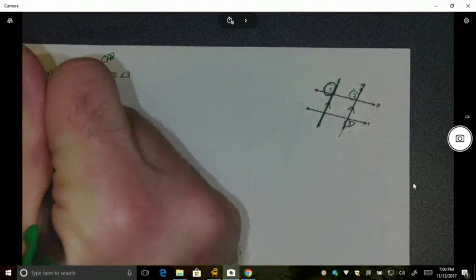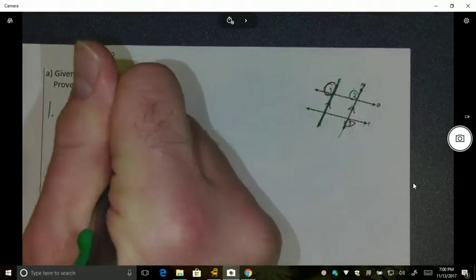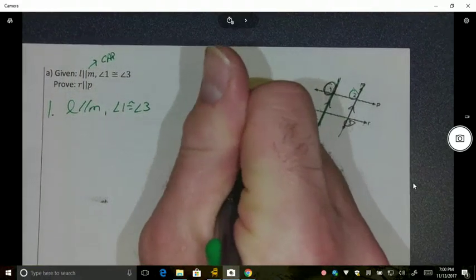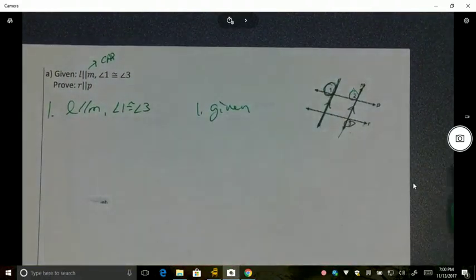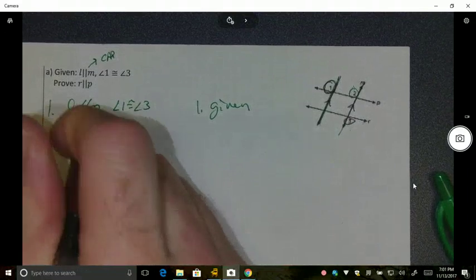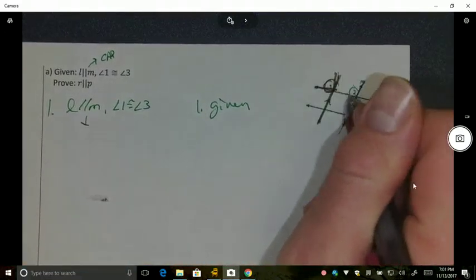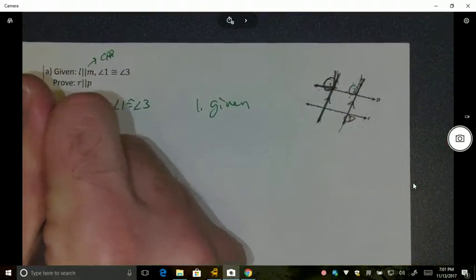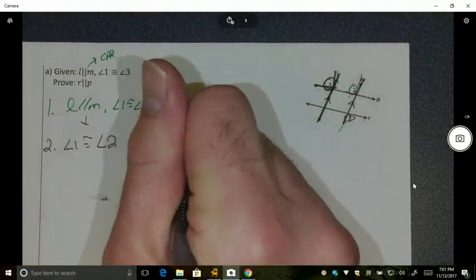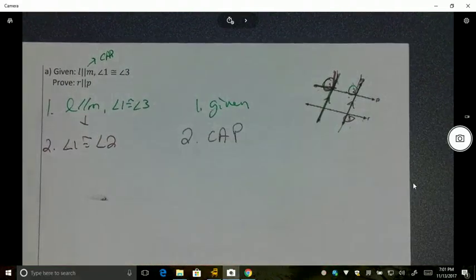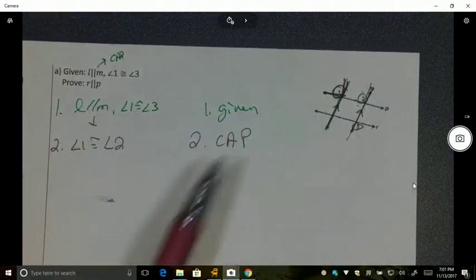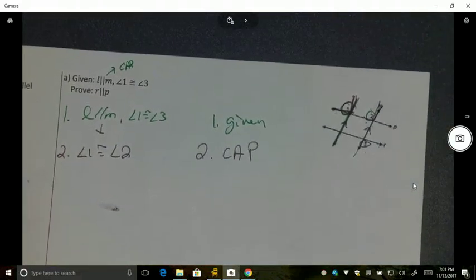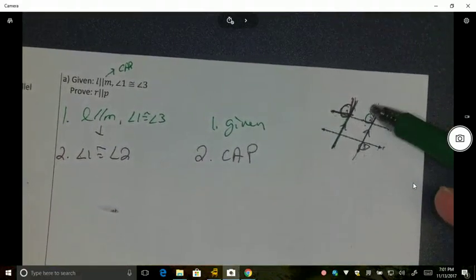So my first line is my given. L is parallel to M, and angle 1 is congruent to angle 3. Technically, I should put that second one later, but I don't want to write it out later. I want to get it done here. Because L is parallel to M, these corresponding angles are formed with the parallel lines. So I can actually say that angle 1 is congruent to angle 2 using the corresponding angles postulate. If those lines were not given as parallel, then I couldn't use the corresponding angles postulate. Now, a lot of times people say, oh, 2 and 3 are alternate exterior.